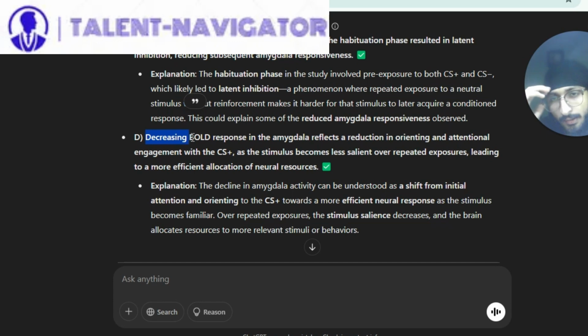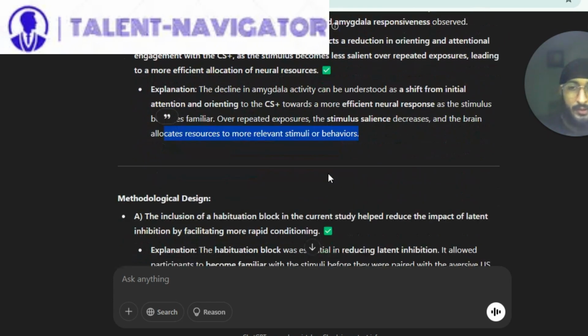Now D part, decreasing BOLD response in the amygdala reflects a reduction in orienting and attentional engagement with CS plus as the stimulus becomes less salient over repeated exposures, leading to a more efficient allocation of neural resources. So explanation: the decline in amygdala activity can be understood as a shift from initial attention and orientation to CS plus towards a more efficient neural response as the stimulus becomes familiar. Over repeated exposures, the stimulus salience decreases, and the brain allocates resources to more relevant stimuli or behaviors. Alright.